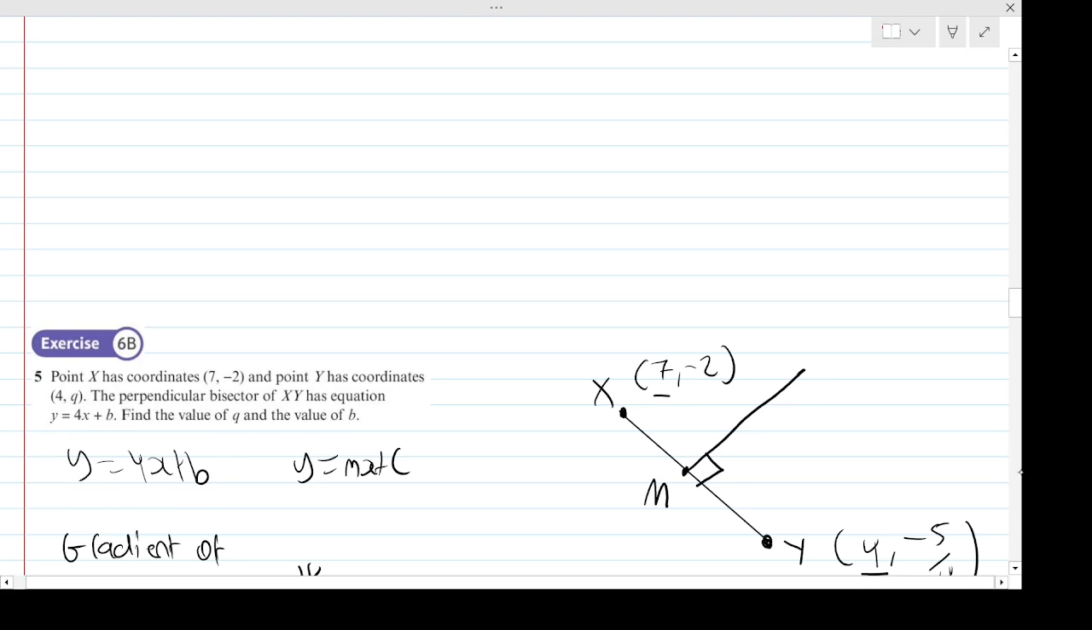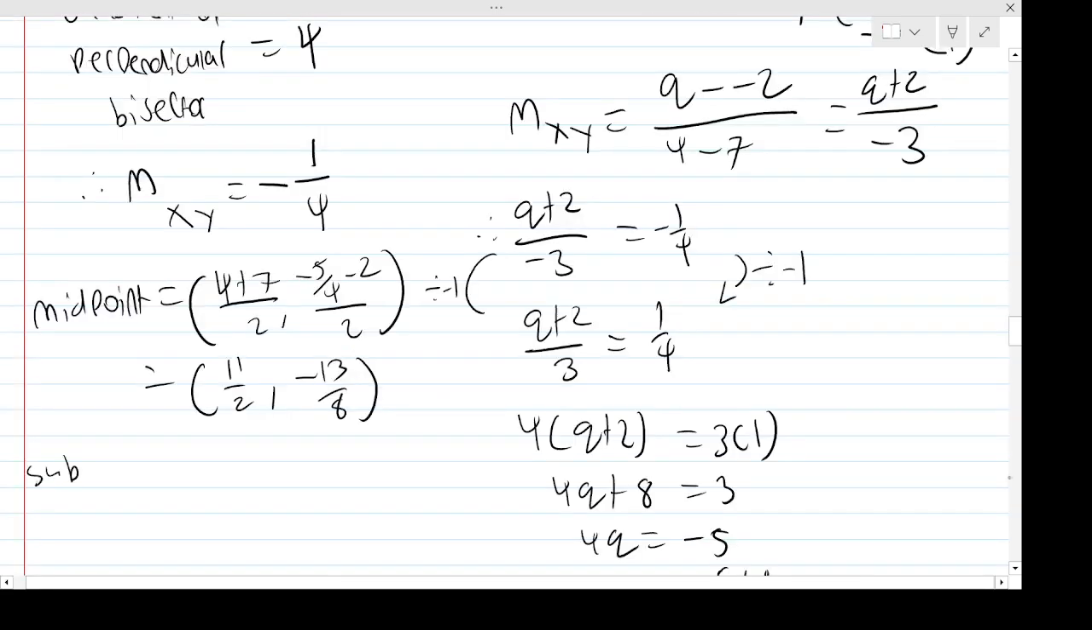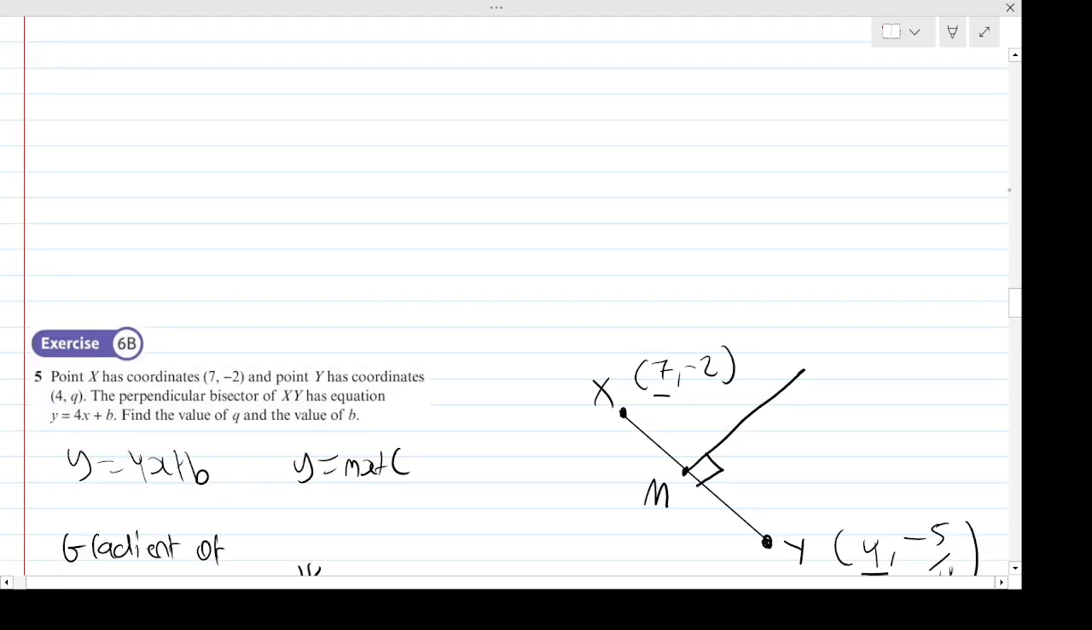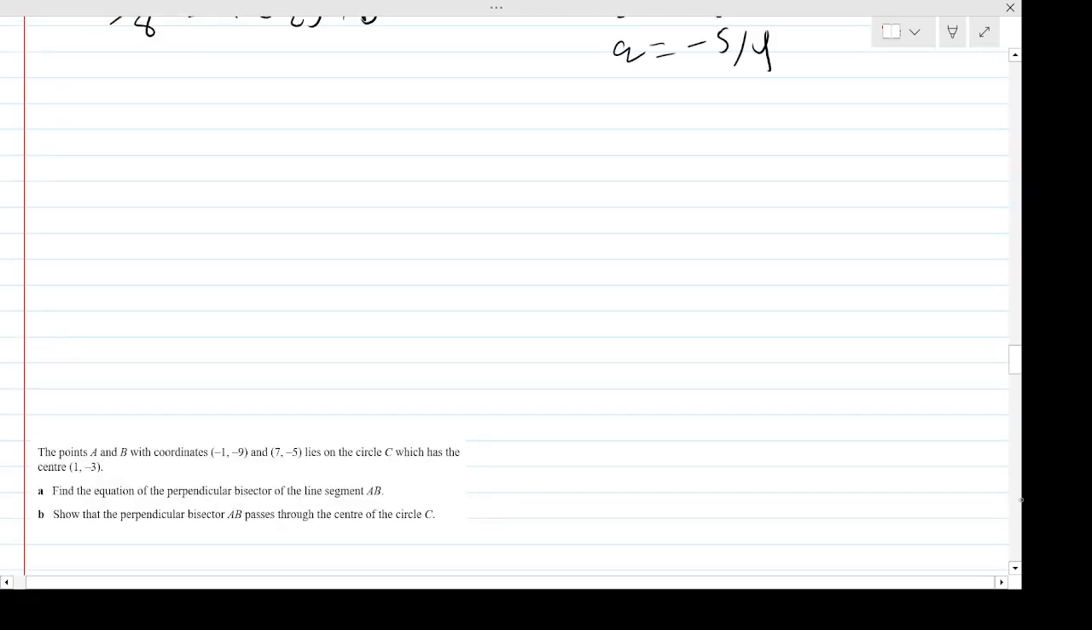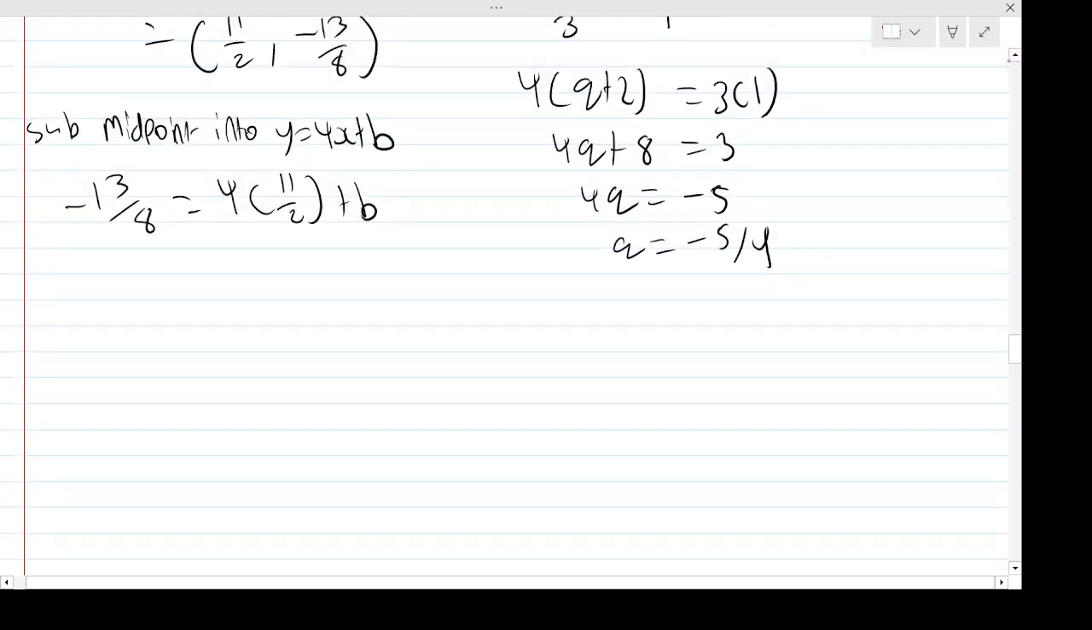Okay, so then I'm going to say sub midpoint into the line y is 4x plus b. Remember that again, that's the equation of the bisector given to us. Well then that means y is minus 13 over 8. That's going to equal 4x, so 4 lots of 11 over 2 plus b. If we work that out, we get minus 13 over 8. Well, that's going to be 22, I believe.